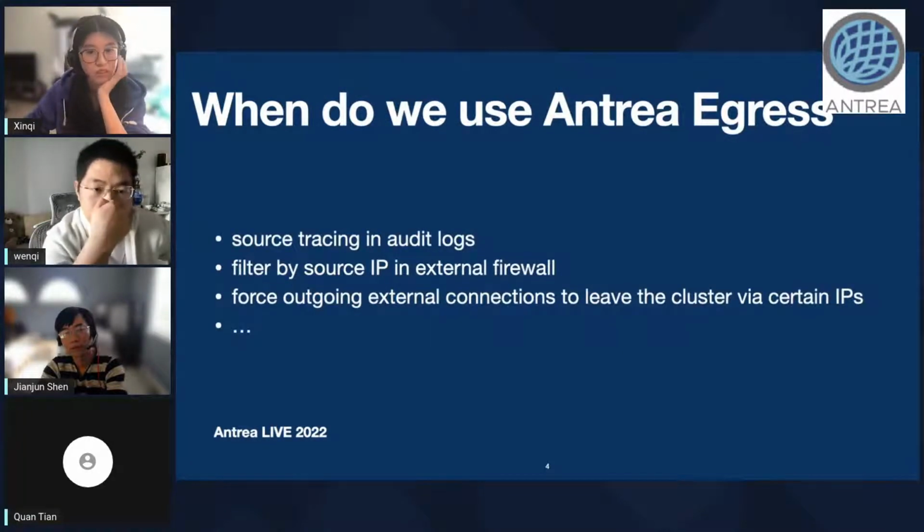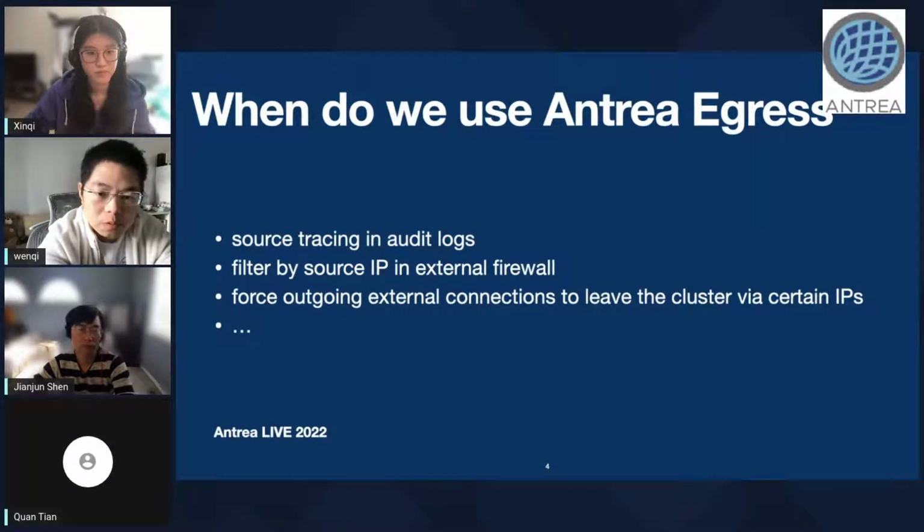When do we use Antrea Egress? You may be interested in using this feature if you have ever encountered these usage scenarios. Firstly, you may need a constant IP address to connect to a service outside of the cluster, such as for source tracing in audit logs, or if you want to filter source IP in an external firewall, or you want to force outgoing external connections to leave the cluster with certain nodes for security controls.